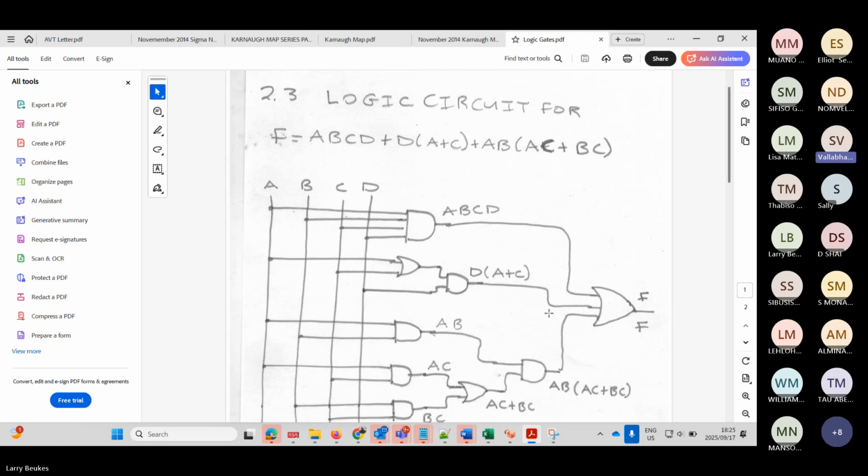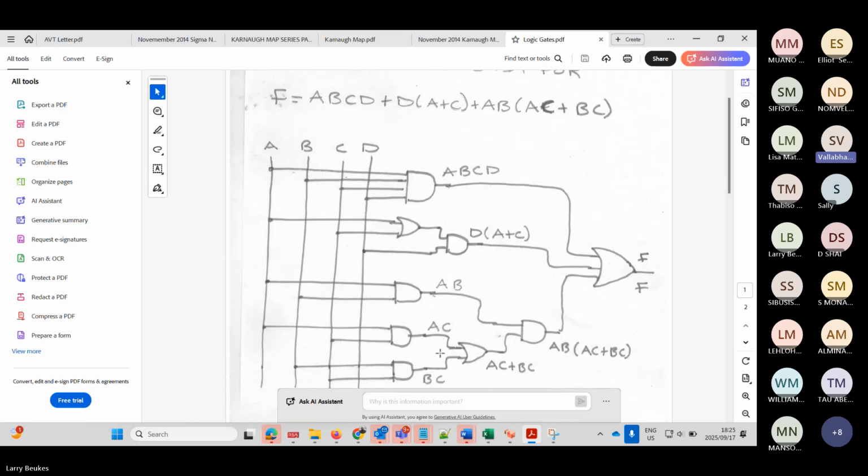Coming to the third term, AB bracket AC plus BC. So this AB should again be ANDed. The A input and B input should be ANDed. So A and B should have an AND gate. Then again it should be ANDed with AC plus BC.